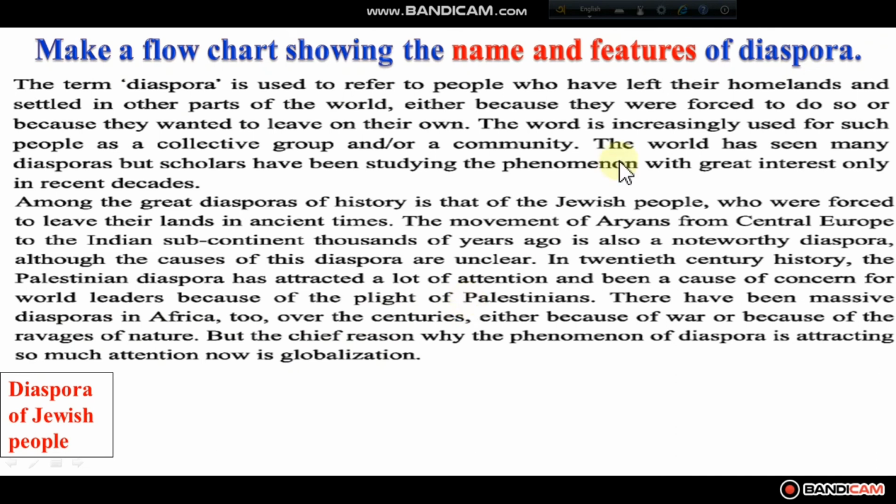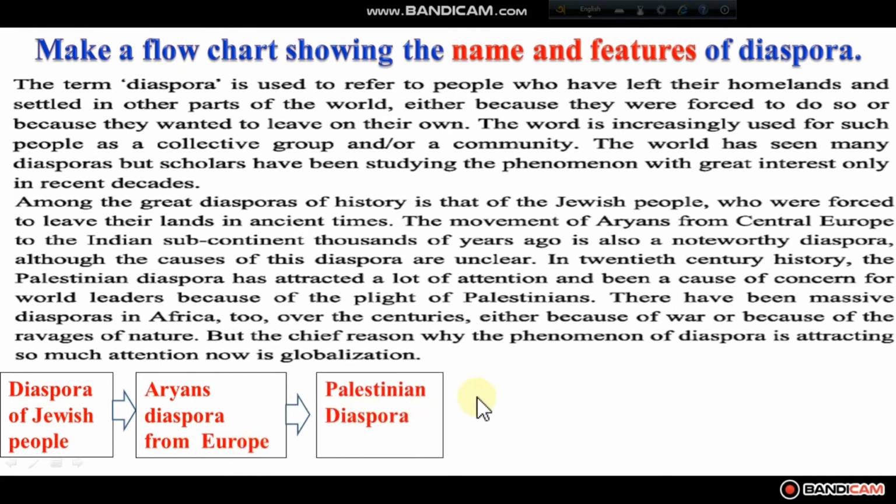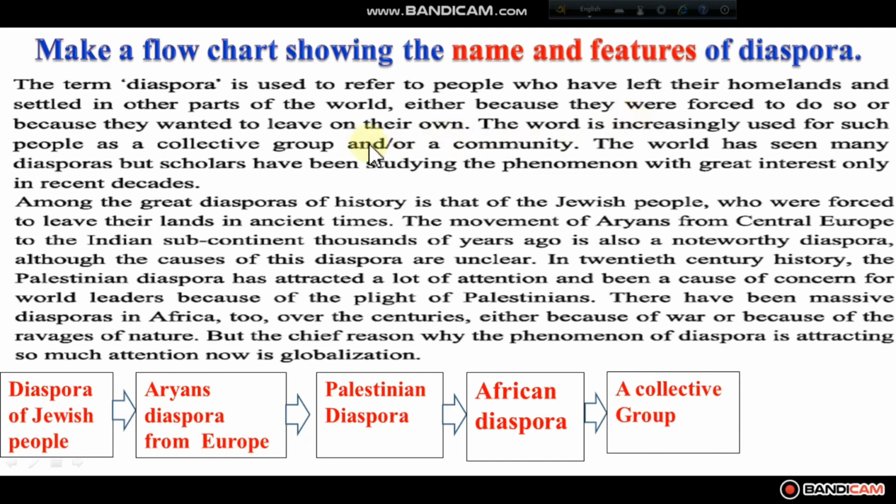What is the activity? Make a flowchart showing the names and features of diaspora. We have got here the diaspora of Jewish people, then the Aryan, that means the Central European diaspora, Aryan diaspora from Europe, then the Palestinian diaspora. Here we found African, massive diaspora in Africa, so the African diaspora. Feature means characteristics. Okay, one characteristic is they are settled in other parts of the world. Also, diaspora is increasingly used for such people as a collective group or community. So diaspora is a collective group or community, and another one is settled in other parts of the world.